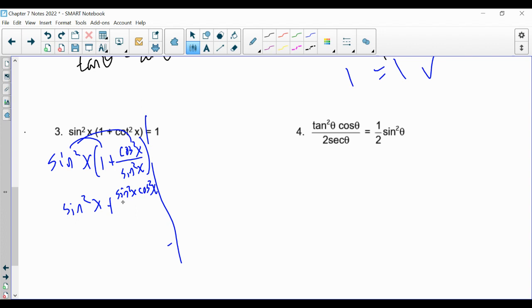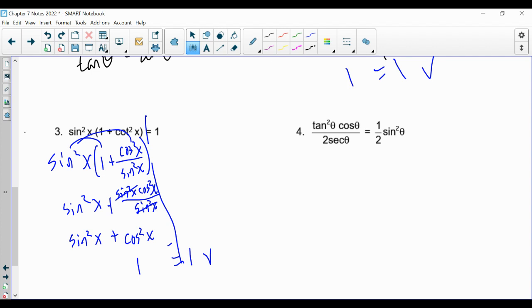x times cosine squared x over sine squared x. And look at that, the sine squareds cancel. So you get sine squared x plus cosine squared x. And this is the one Pythagorean identity that I said you have to know. Sine squared plus cosine squared is 1, which is what we wanted. And there you go.